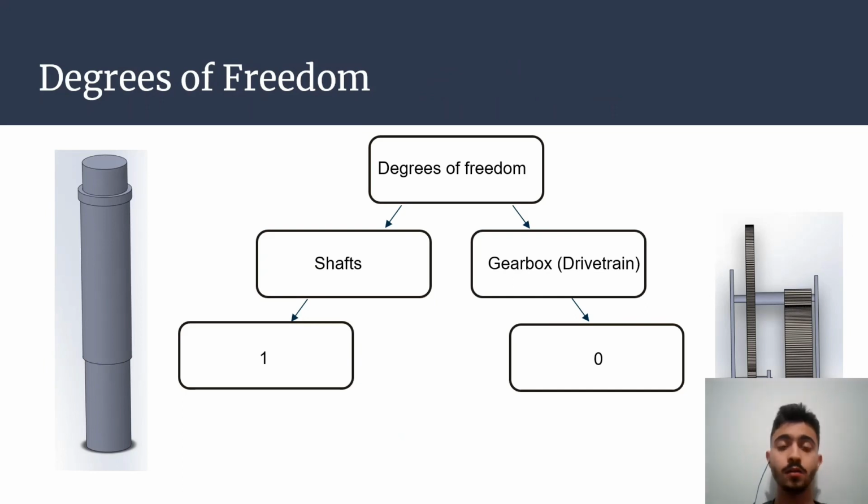Another boundary and loading condition that we have is the degrees of freedom. Different parts will have different degrees of freedom. The shafts should have 1 degree of freedom, which is the axial rotation. And the gearbox should have 0 degrees of freedom, as it has to be fixed in the housing plating and shouldn't move from its position, except for maintenance and so on.